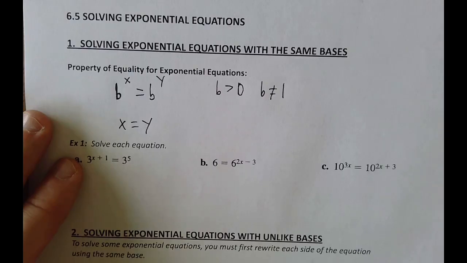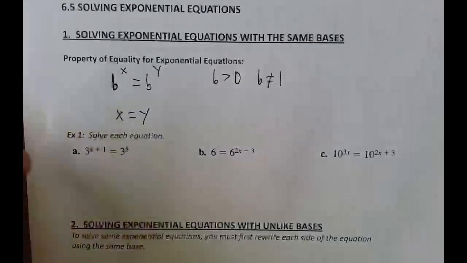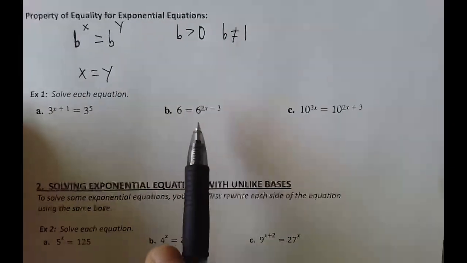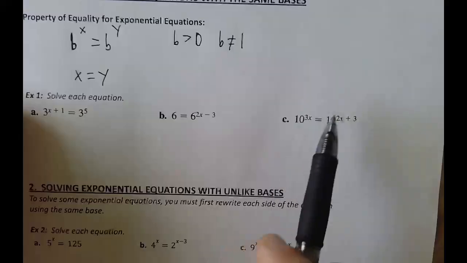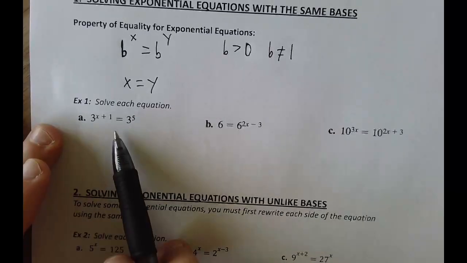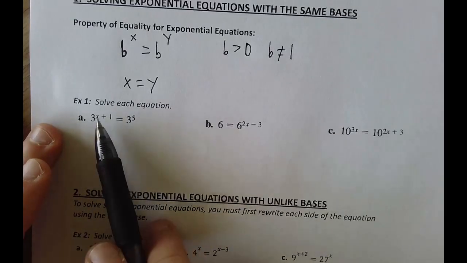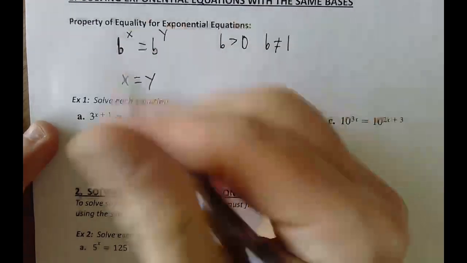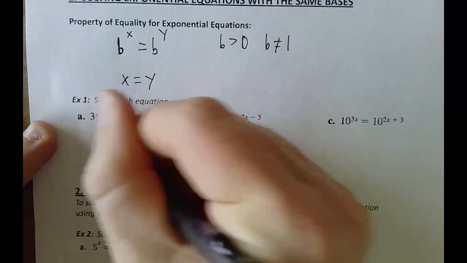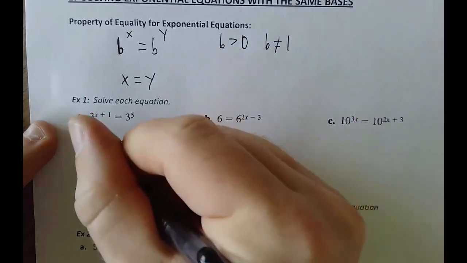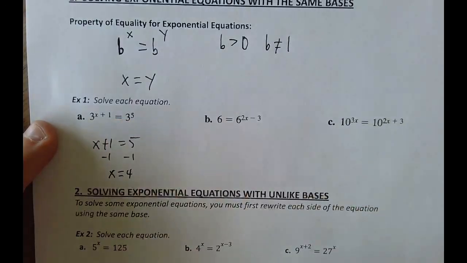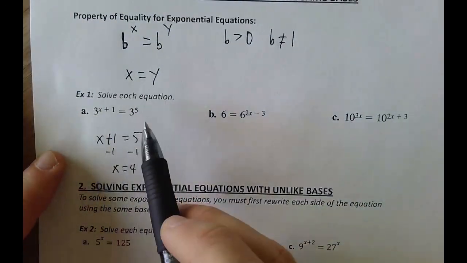All right, so let's do some practice here. We have some relatively easy ones here. These all have the same bases, right? So 3 and 3, 6 and 6, 10 and 10. Because the bases are the same, their exponents must be the same. So here, x plus 1 must equal 5. We can subtract 1, x must equal 4. If x equals 4, these are the same.